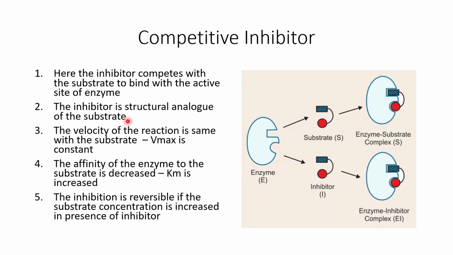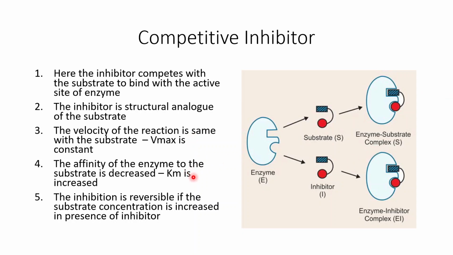Here the inhibitor is the structural analog of the substrate. That means the structure of the substrate and the inhibitor is the same, as we can see. The velocity of the reaction is the same with the substrate. That means Vmax is constant. So the maximum velocity when the enzyme substrate complex is formed is the same.